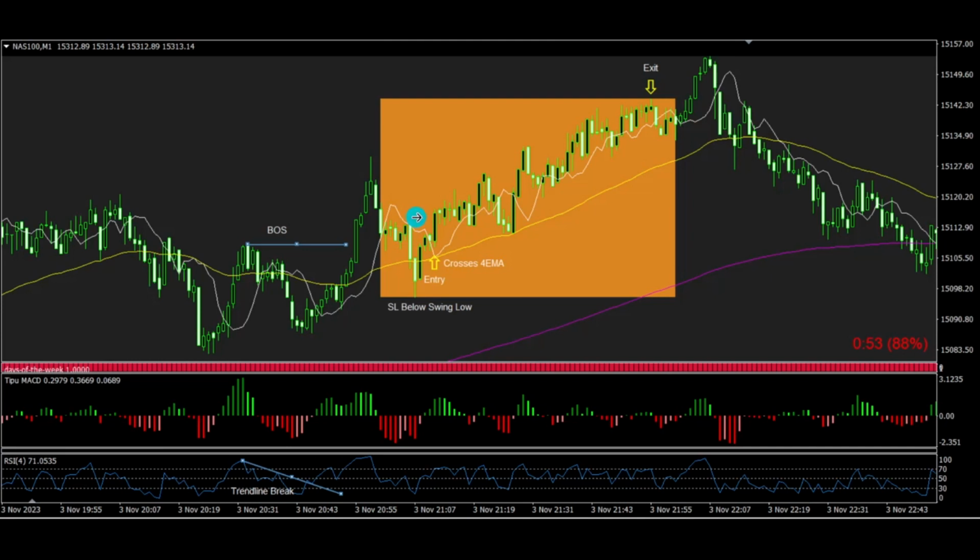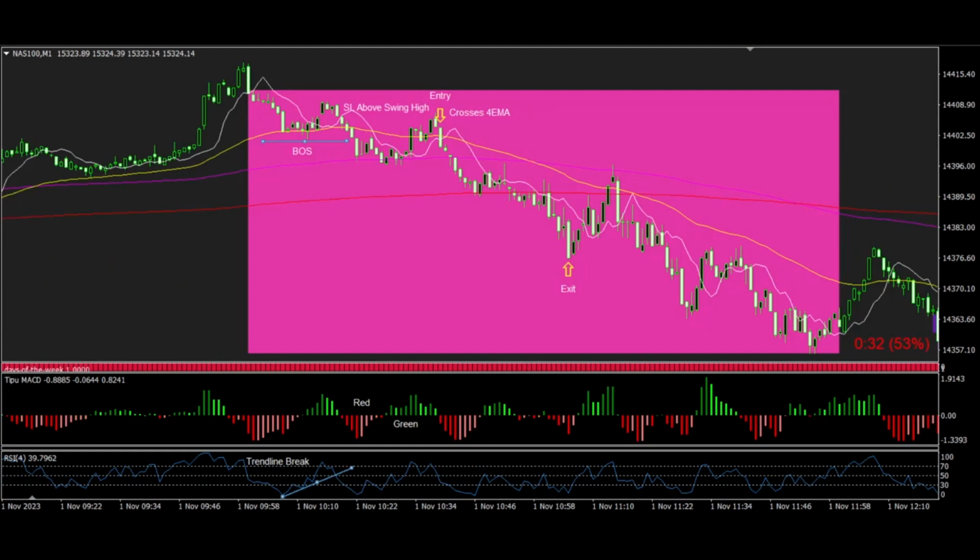Then price comes back and crosses the 4 EMA, which would be your exit. So you would take a small loss here. But as you see, price continued on and actually was a good trade, but it doesn't fit our criteria.